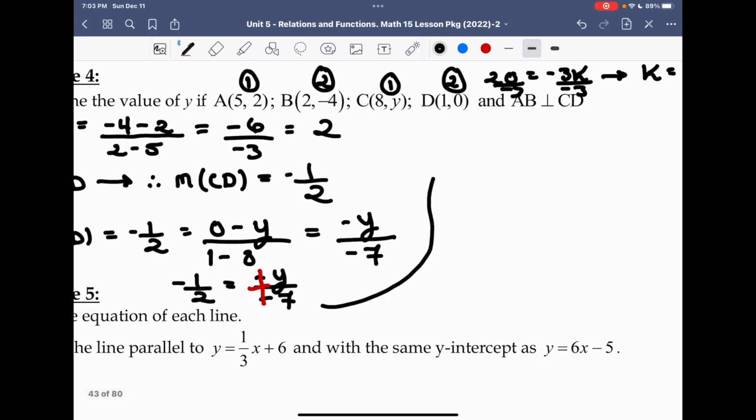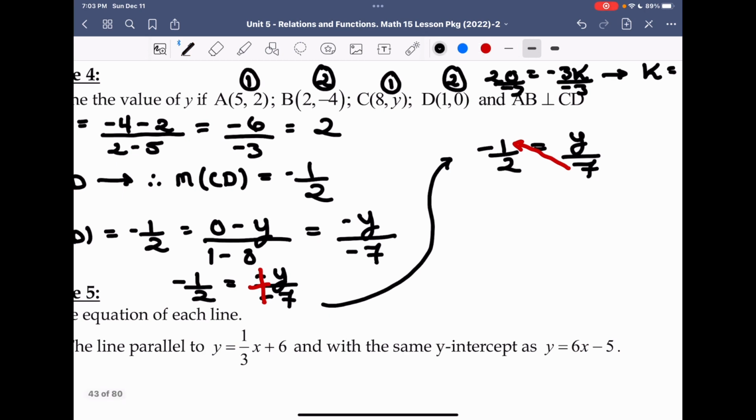If I continue this off to the side here, I'm going to have negative 1/2 is equal to y over 7. And we know just from the last problem, all we must do is multiply our denominator out, and I get negative 7 over 2 is equal to y. And thus, the y value that makes this equation true is that value here.